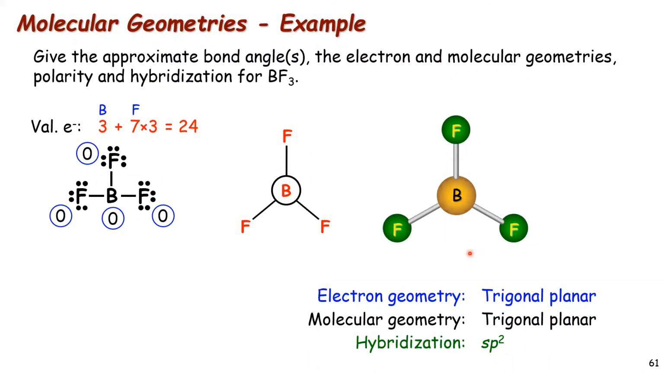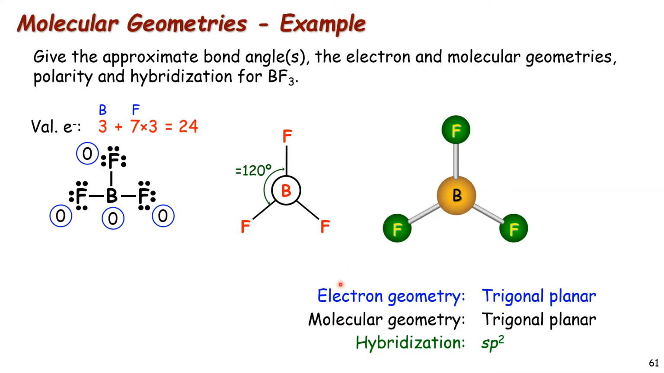Now, for trigonal planar, the ideal bond angle is 120 degrees. Since these are all the same, and there are no lone pairs pushing or double bonds pushing or different atoms around it, it's going to have the ideal bond angle of 120 degrees. Again, don't forget to put that on your perspective drawing.